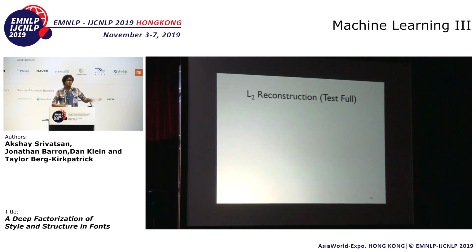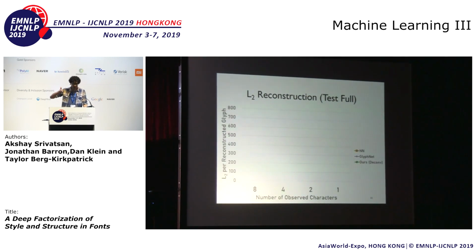Since that's just qualitative, now we want to quantify those differences. We're going to do that by looking at the L2 distance between the reconstructions that these models output and the true gold fonts that were masked from them. We're going to do this for several numbers of observed characters. So for, say, 8 randomly selected characters for each font, we ask the model to reconstruct the missing 18, for 4 with 22, and so on and so forth. And we see that our model has the best, the lowest L2 score, followed by nearest neighbors, and then by GlyphNet.